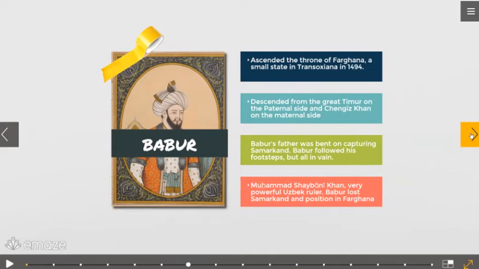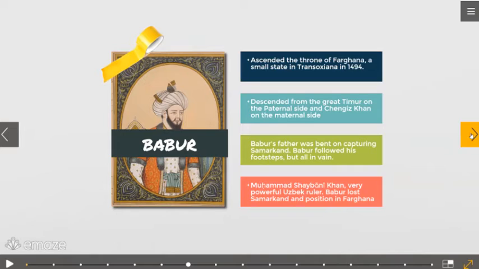Try to recall that again. We'll go through it again. Muhammad Shaibani Khan. He was a very powerful Uzbek ruler, and for nearly 10 years he struggled against this ruler, and he wasn't able to make much of a difference. Eventually, what happened was that he lost Samarkand. He was never able to gain it, and the position he had in Fargana was also lost. Things weren't looking good during that time.